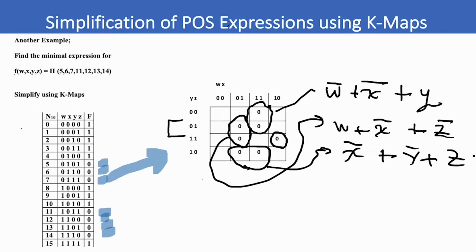Okay, so those, oh, I'm sorry, there's one more. Those are the 2 coverings. That's what I meant to say. Okay, the last one here, no variables are going to drop out because we're covering a single cube. So W is a 1, so we have W bar. X is a 0, so we have X. Y and Z are both 1, so we have Y bar plus Z bar.